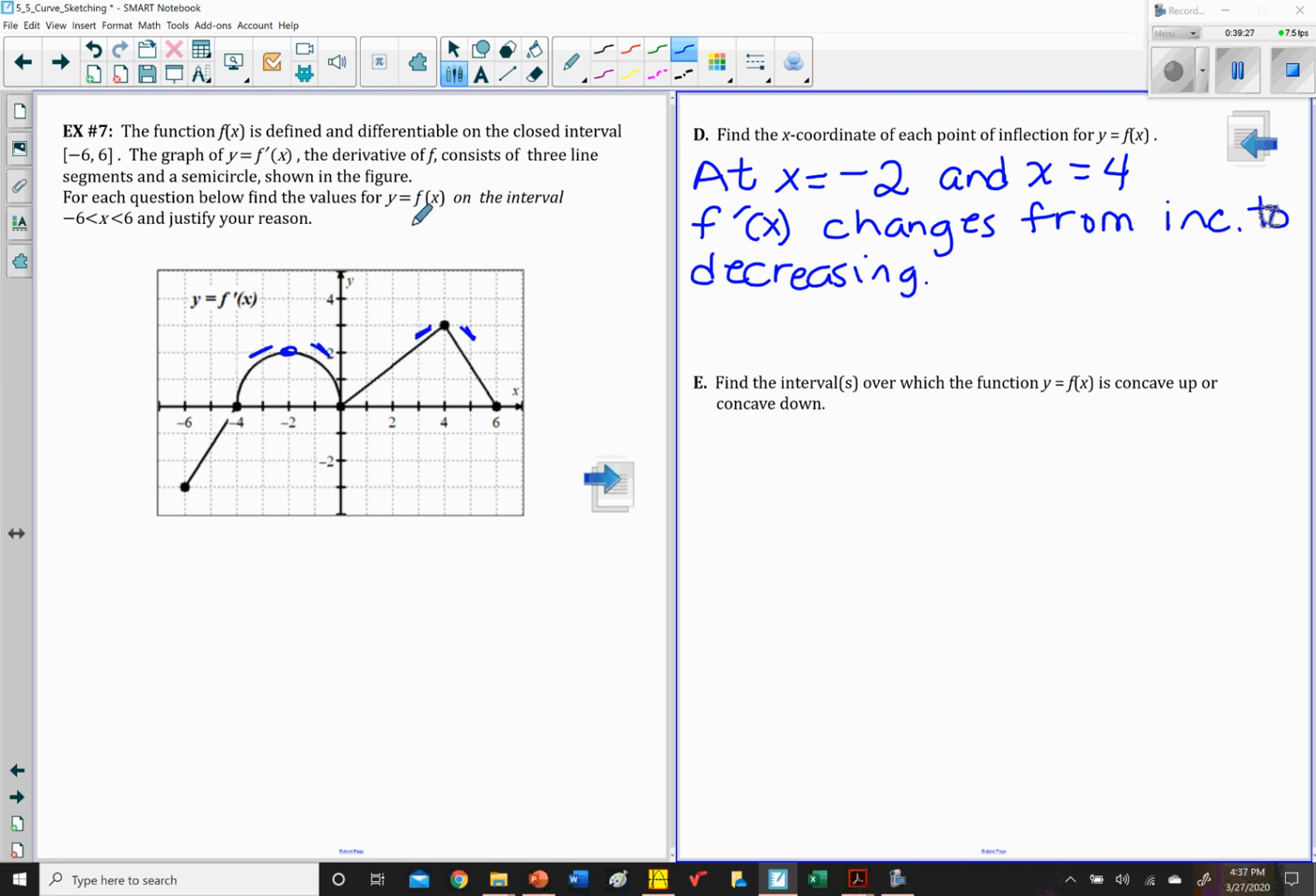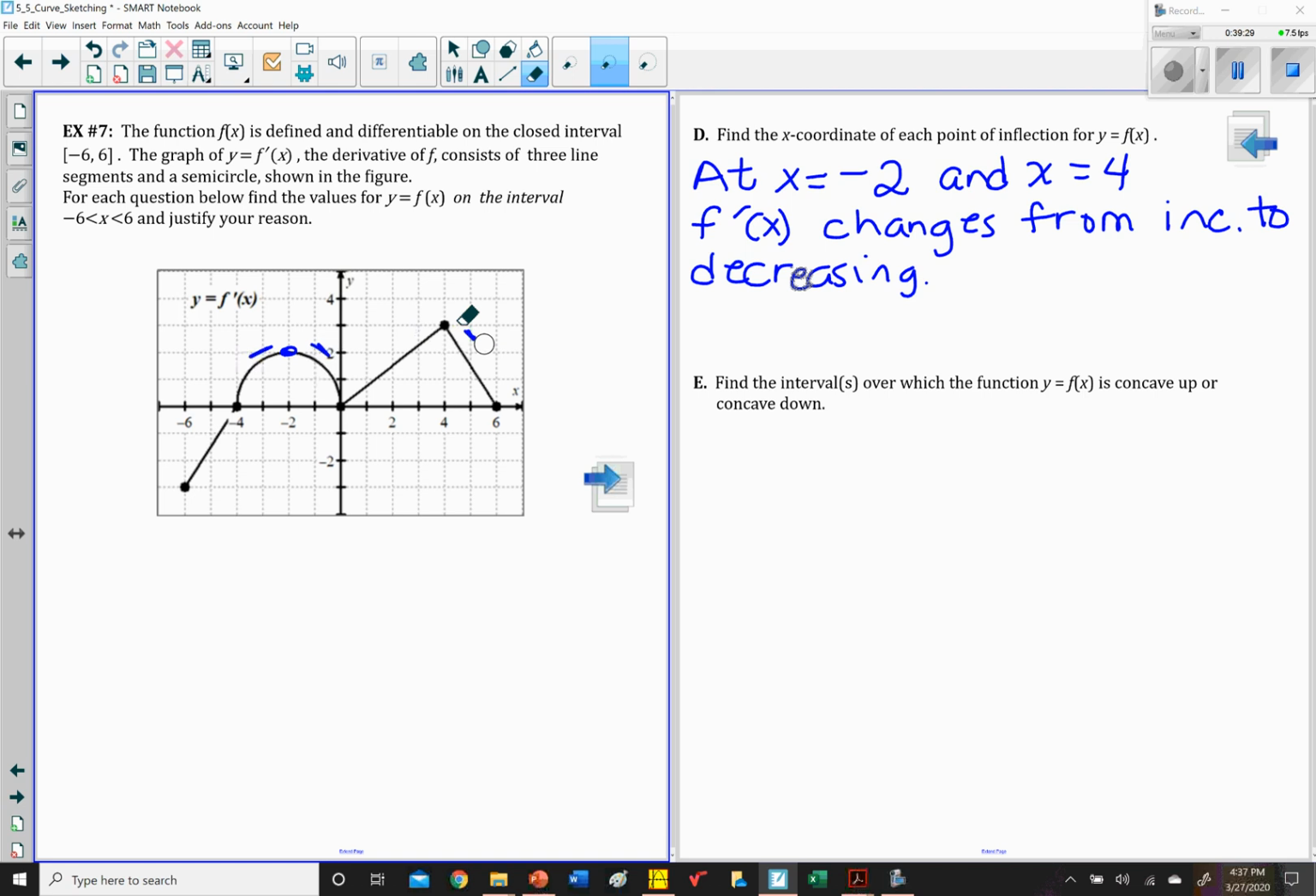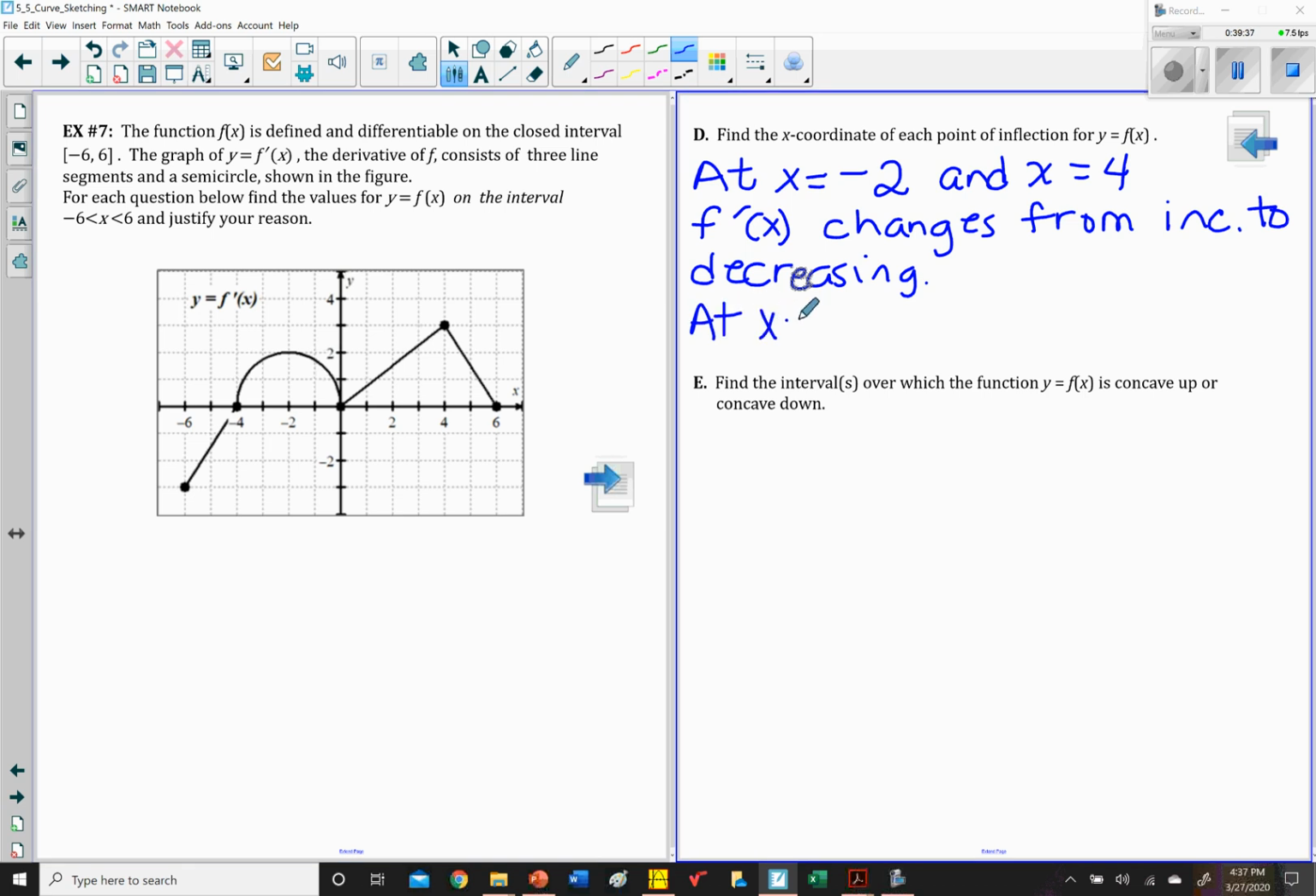What's happening at 0? Decreasing, increasing. At x equals 0, f prime changes from decreasing to increasing, right?